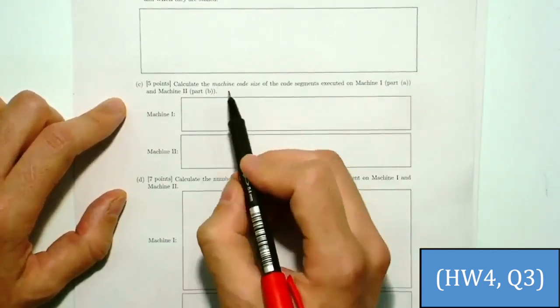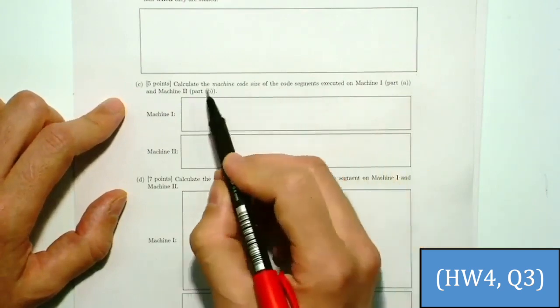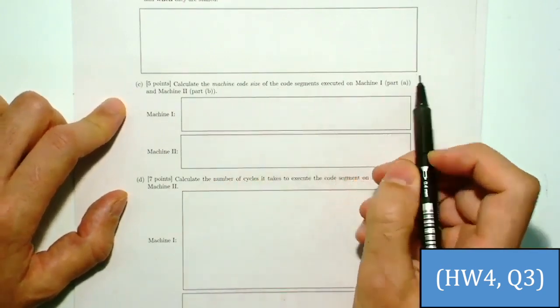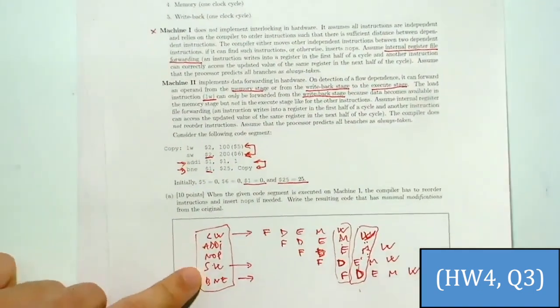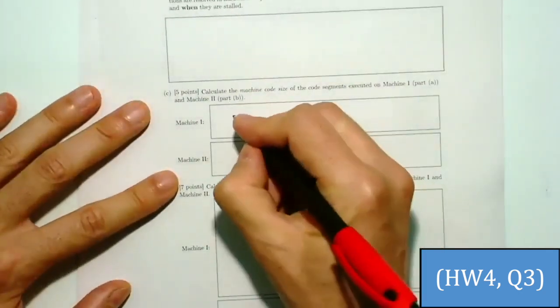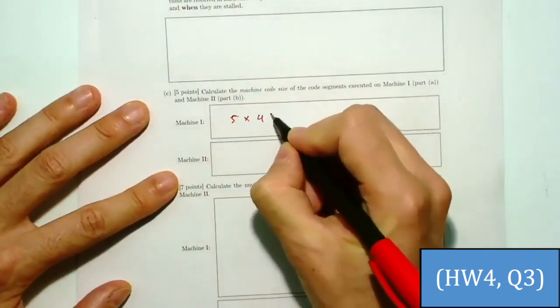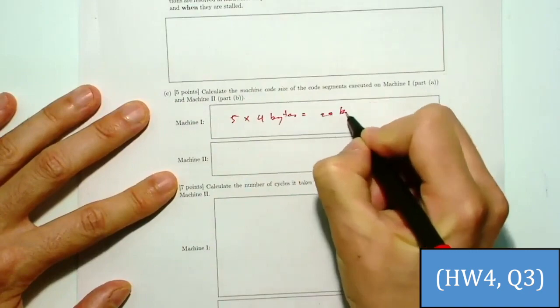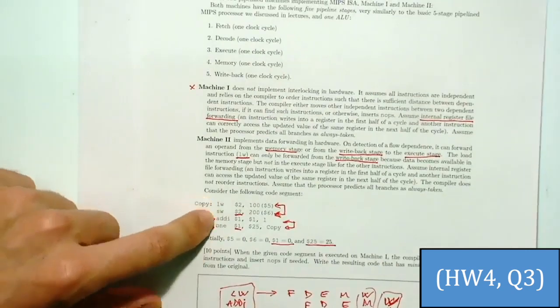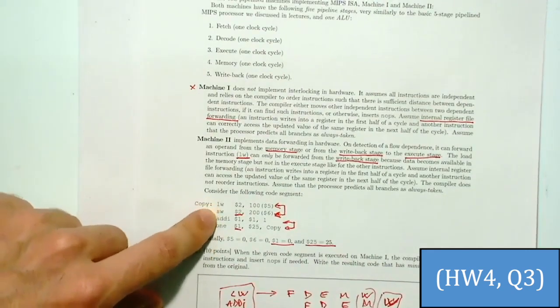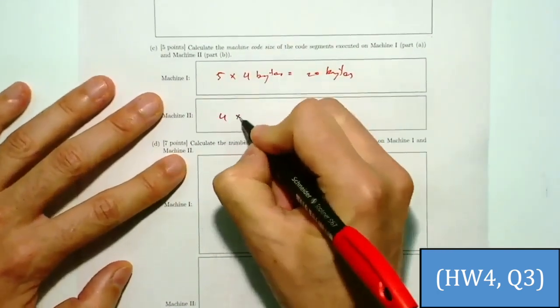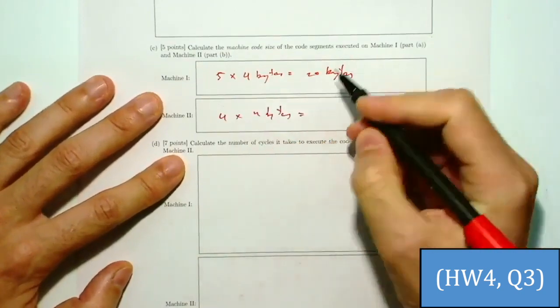So calculate the machine code size of the code segments executed on machine 1 and machine 2. In machine 1, we have basically 5 instructions, and each instruction is 32 bits, or 4 bytes. So we have 20 bytes. And in machine 2, we have exactly the same code, so the compiler doesn't insert anything. So we solve the dependencies in hardware. So we have 4 instructions, so 4 times 4 bytes, that is 16 bytes.